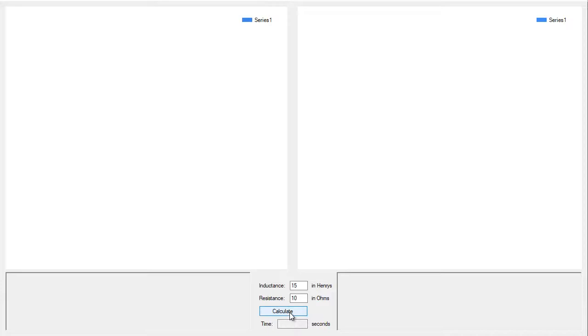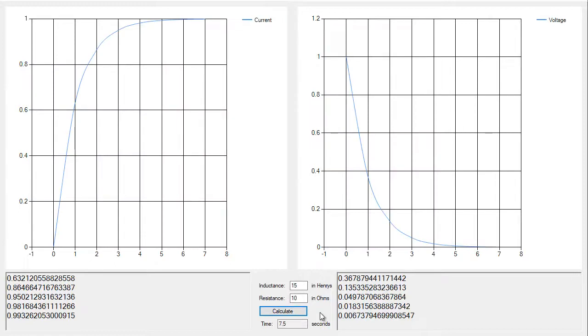And when it's 1 we have a full series. So we're going to click the calculate button. We're going to use 15 henries and we're going to use 10 ohms. Okay, so you can see our famous ramp up. Now 7.5 is where we get the complete cycle. Complete cycle sits at 99.3.